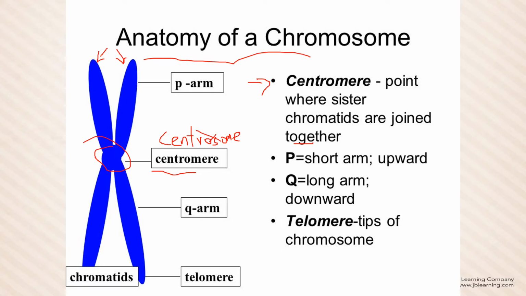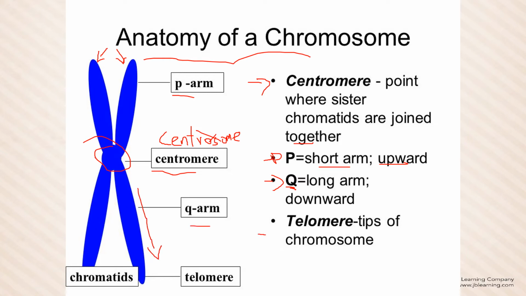Okay, so this is not a centrosome. The p is the short arm upwards. This p, because it comes from French, petit, is supposed to be the short arm. And this q, also from French, means the tail, the long version of a chromosome.